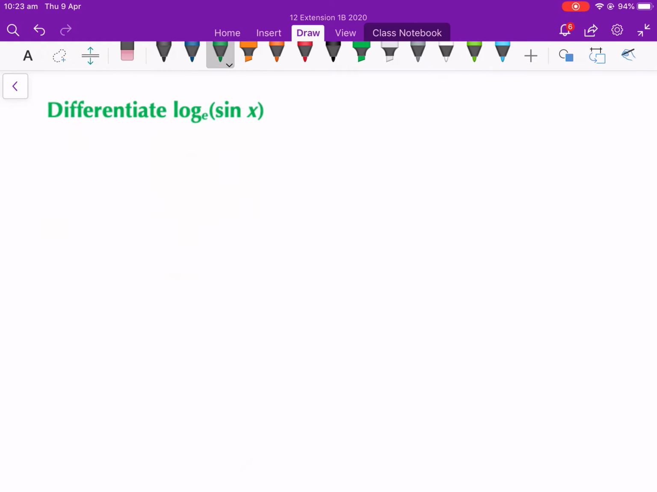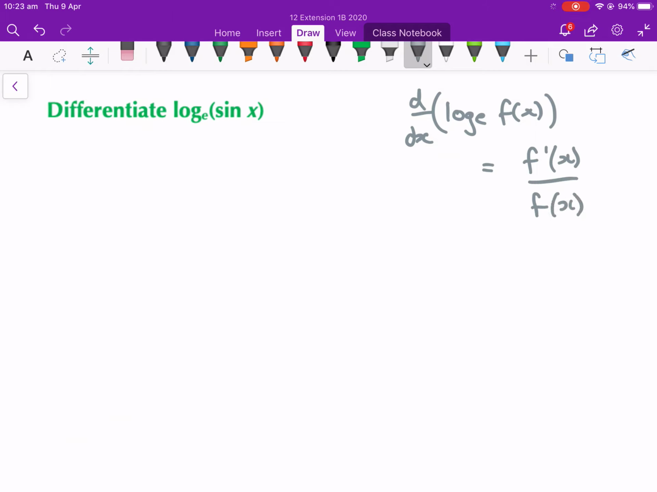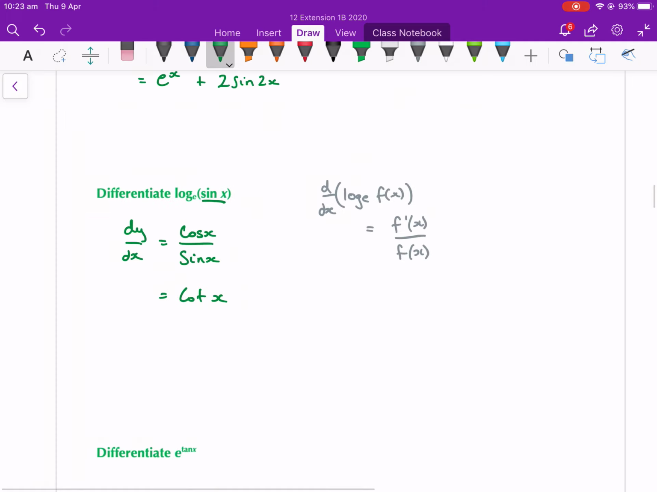The next is combining together a log and a trig function. And just a reminder for how we differentiate a log of f of x, the differential of this is actually f dash of x over f of x. So when we differentiate this here, we take the differential of this bit, so the differential of sine x is cos x, over the original f of x, so sine x. And well, sine x over cos x is tan x. Cos x over sine x is actually cot x, so this simplifies down quite nicely to cot x.